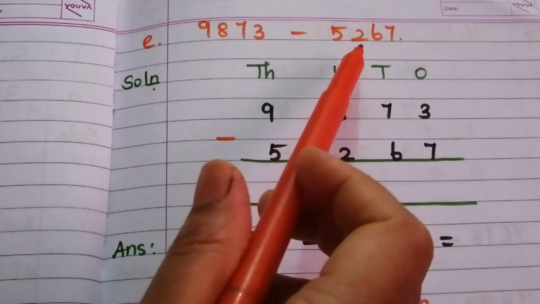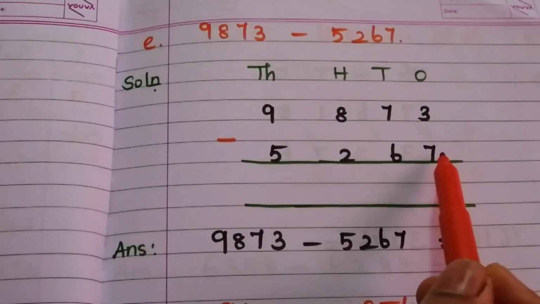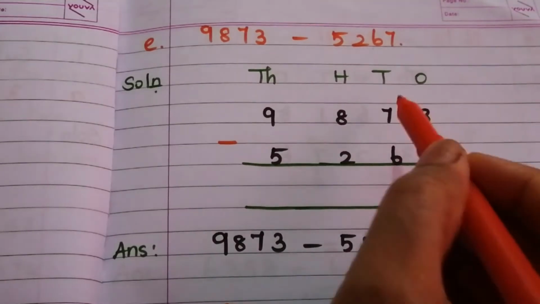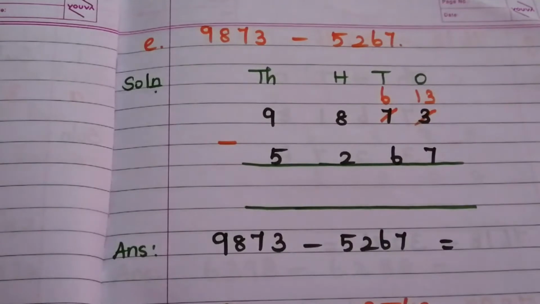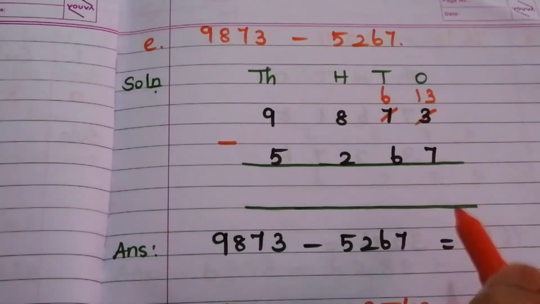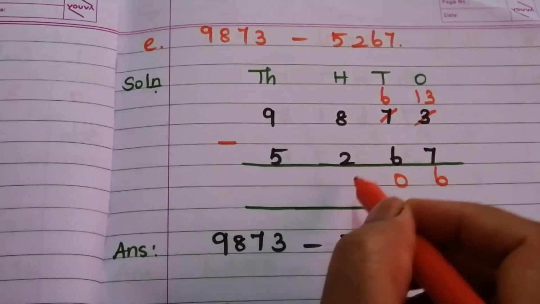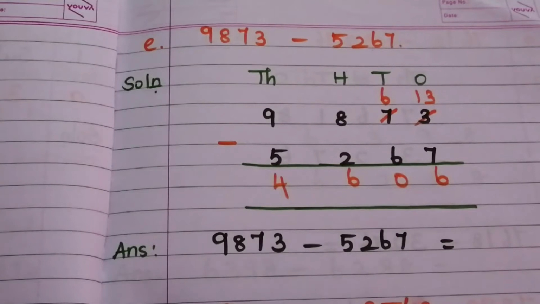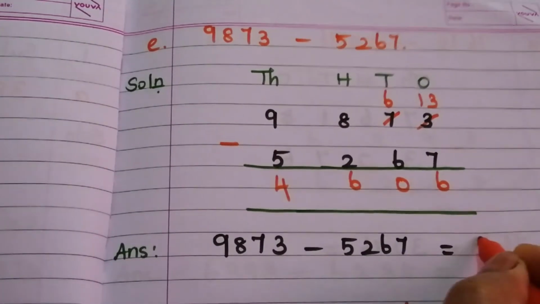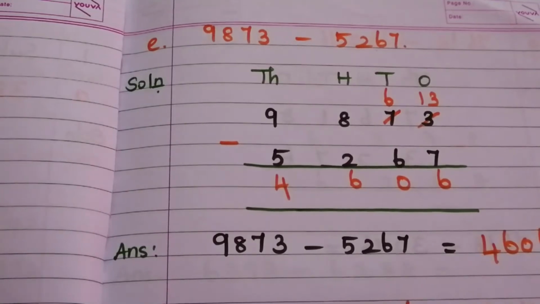E. 9873 minus 5267. Start from ones place and we can't subtract 7 from 3. So borrow from this 7, it becomes 6 and this becomes 13. 13 minus 7 is 6. 6 minus 6 is 0. 8 minus 2 is 6. 9 minus 5 is 4. So the answer is 4606.